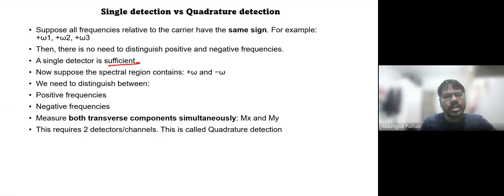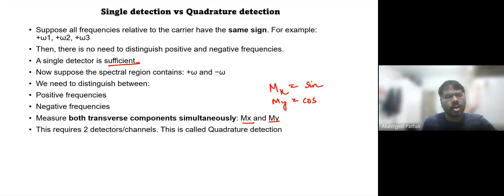because now you want the detector to detect both the positive frequencies and the negative frequencies. So you want to measure both transverse components simultaneously, the Mx and the My component, right? We learned that the Mx component will follow the sine function, and the My component will follow the cosine function. So if you want to detect both the cosine function and the sine function, or the Mx and My signals simultaneously, then you will require a quadrature detector. And if you have only positive frequency signals, then a single detection is sufficient.